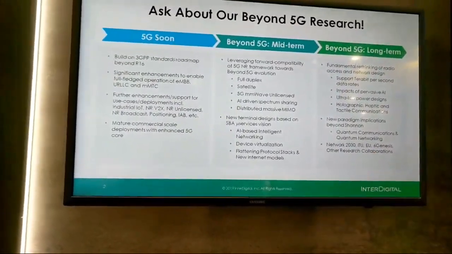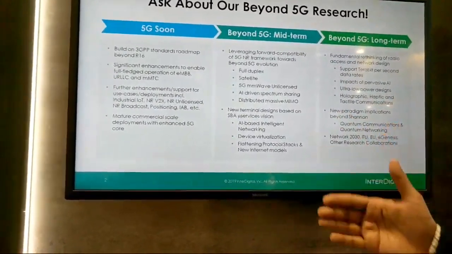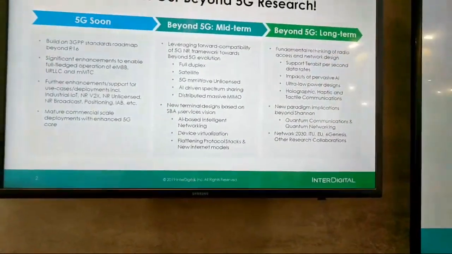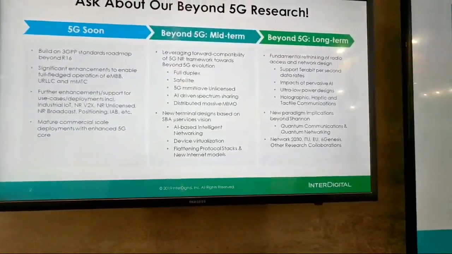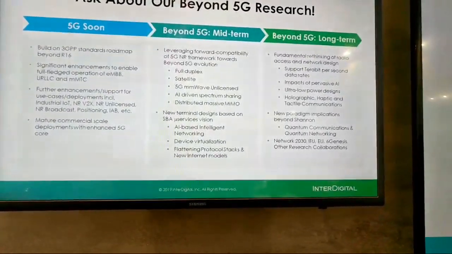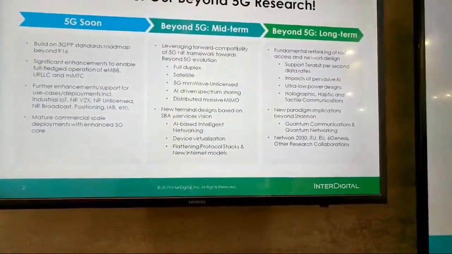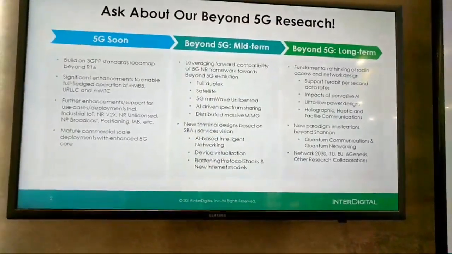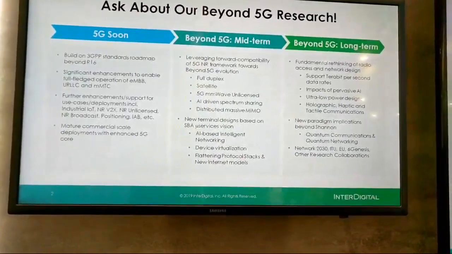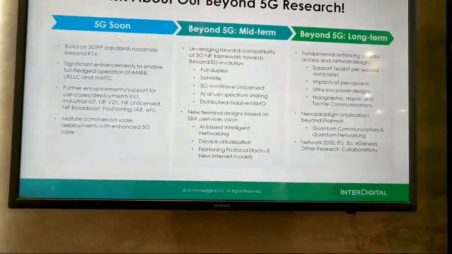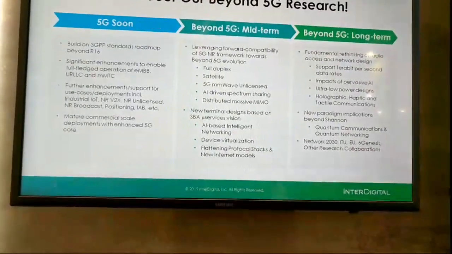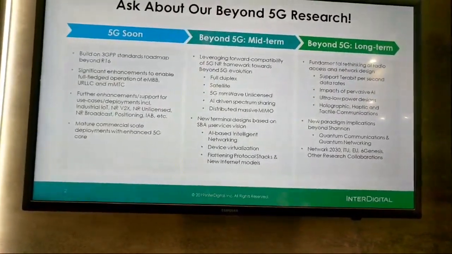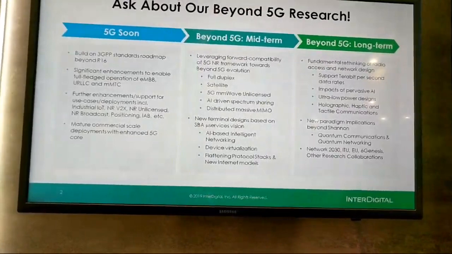In terms of true beyond 5G, we think the midterm for that will come more towards the 2025-ish time frame. This will leverage the forward compatibility that 5G NR has got. 5G NR has got a very flexible framework, as you're aware of. So we'll leverage that and start to build more advanced features such as full duplex. I think at this point we believe the satellite technology will become quite mature in 3GPP. We'll also look at unlicensed 5G millimeter wave, distributed massive MIMO, so on and so forth.